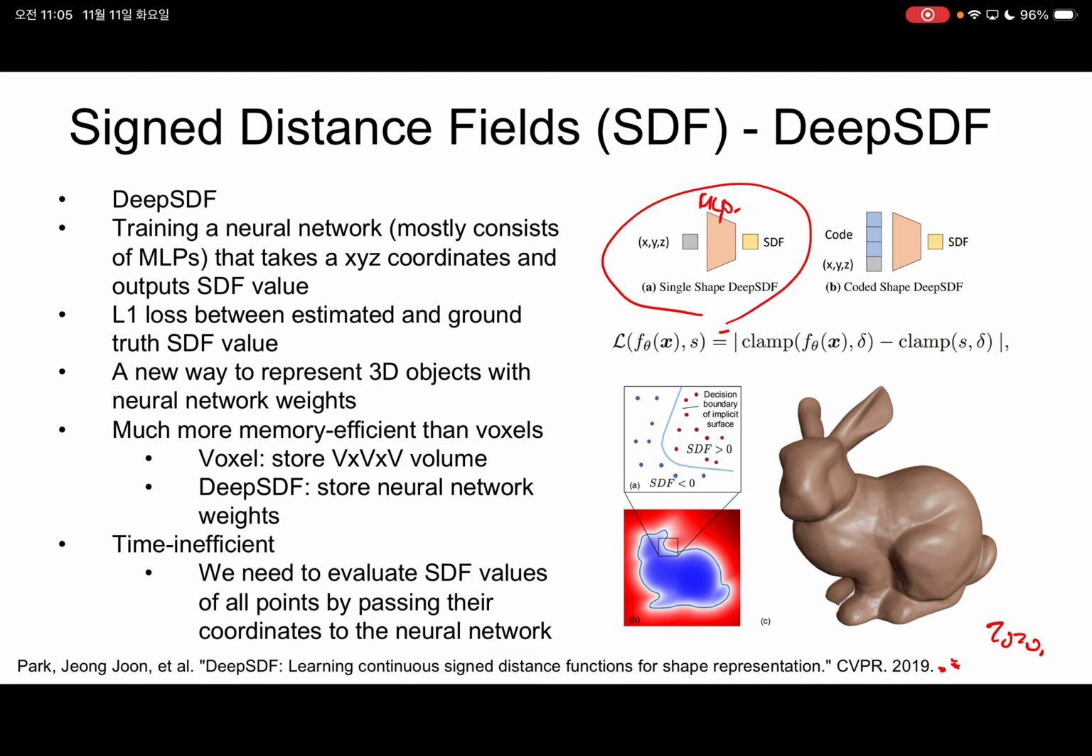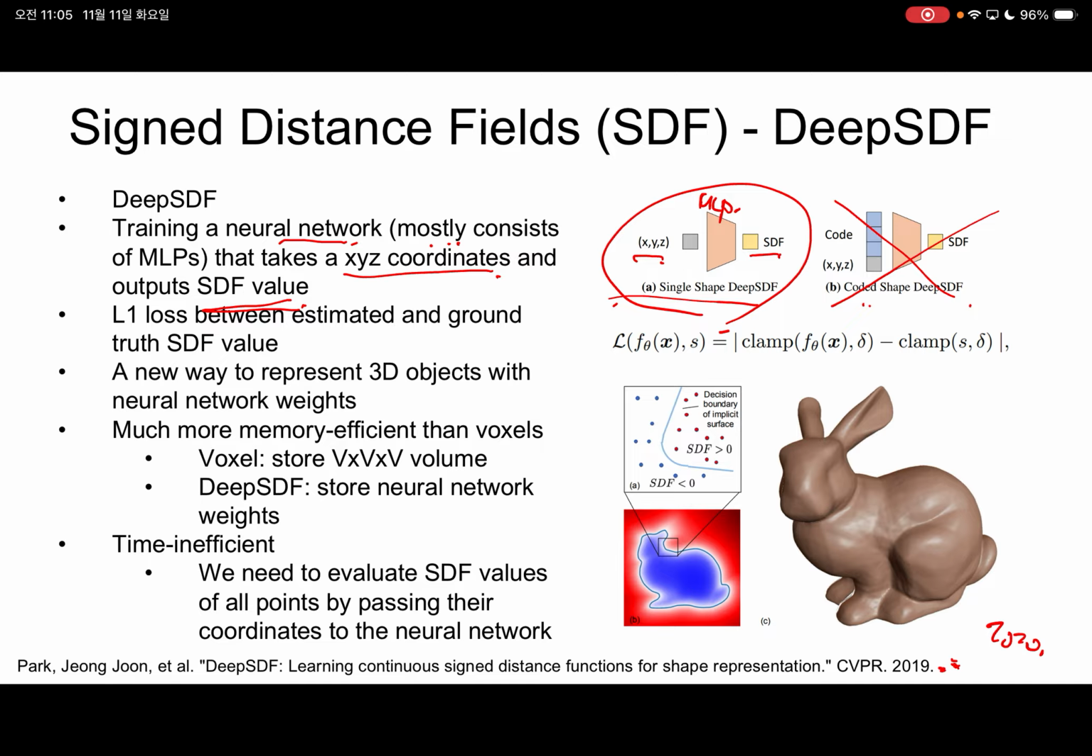DeepSDF gives an answer. We can train a neural network that takes XYZ coordinates and outputs an SDF value. In this way, we can get a function f. Function f is just a neural network. The network mostly consists of MLPs that take XYZ coordinates and output an SDF value, right? It is a little bit advanced, you can just ignore this. The very basic design is just taking a coordinate and outputting SDF with an MLP.